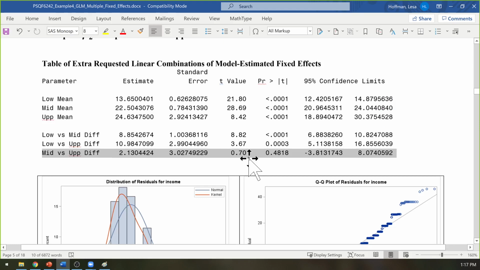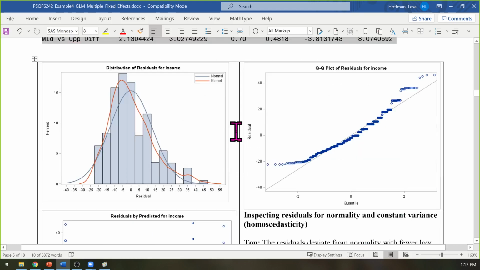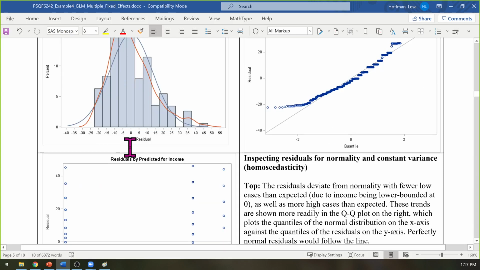Then I threw in some pictures, again thinking about the idea of normal residuals and the extent to which that holds up in this model. Not great, not terrible. Might want to find a different way to predict income, but that's a different class.